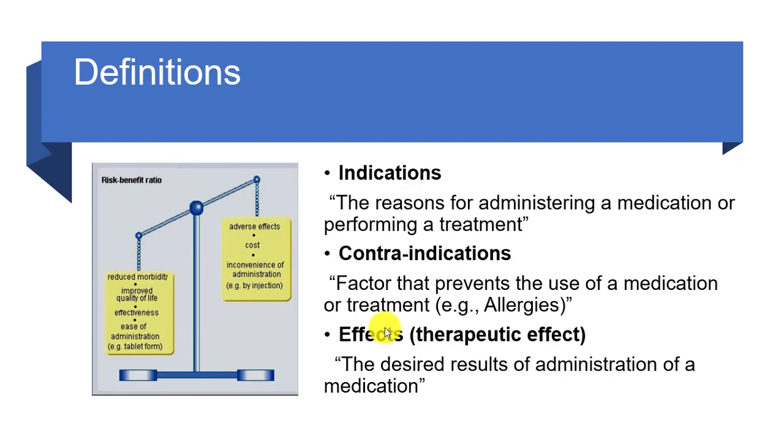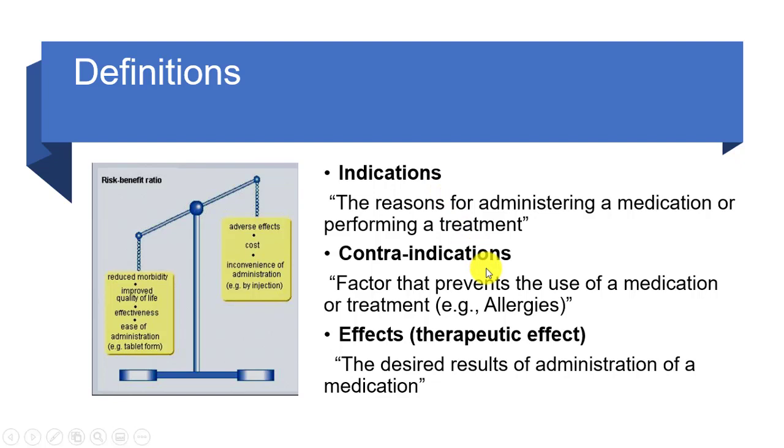If I talk about a few definitions that are essential to our understanding of pharmacology, the first one is called indication. Indication is essentially the reason for administering a medication or performing a treatment. So if we are giving a medication, we want a certain effect, or we see a particular reason for administering that drug, and this is called the indication. Contraindication is basically the opposite of indication, and it is the factor that prevents the use of a drug or a treatment. For example, allergies can be very important factors for prohibiting the use of a drug. So contraindications are essentially the factors that prevent the use of a drug.